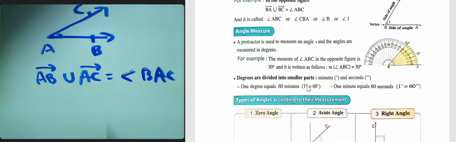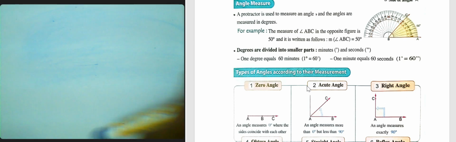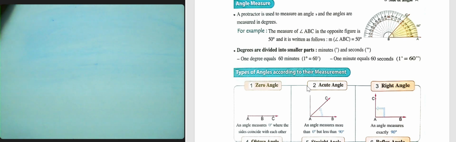Number 1, zero angle. What about the zero angle? The measure of this angle will be 0 degree. Look here, this angle measures 0 degree where the sides coincide with each other.